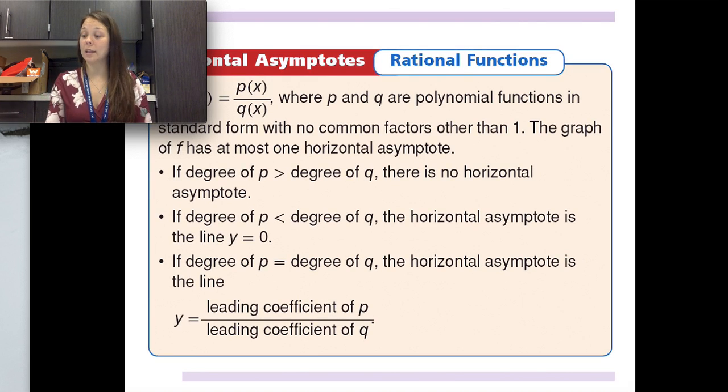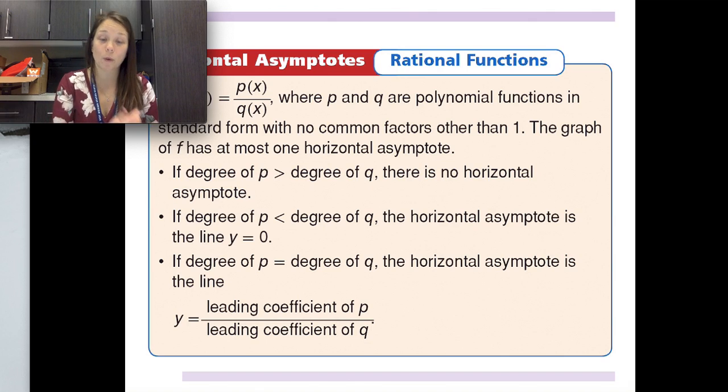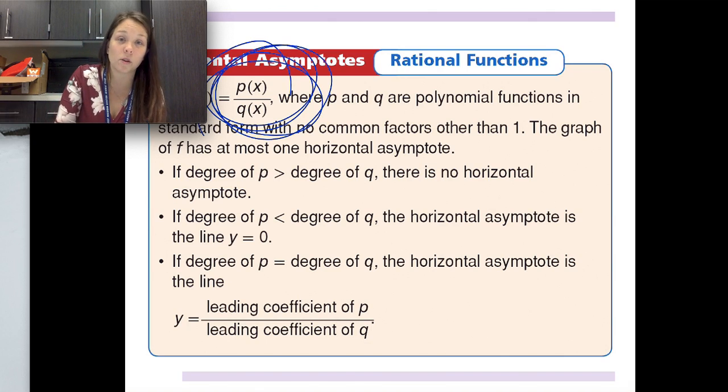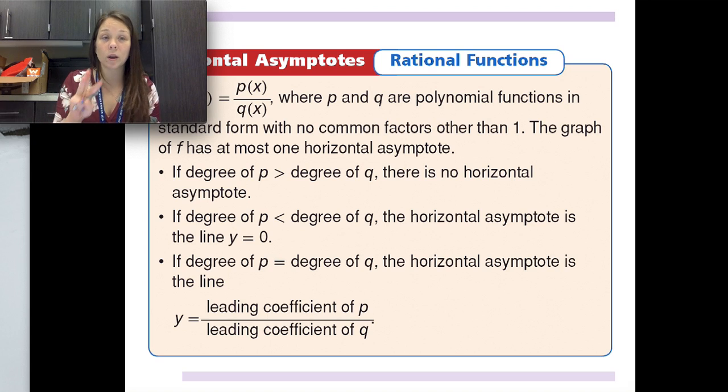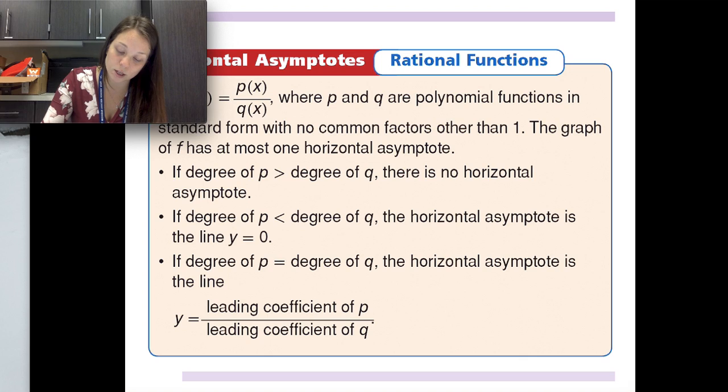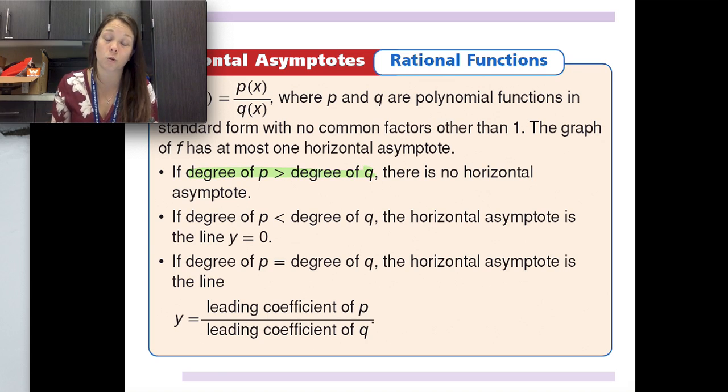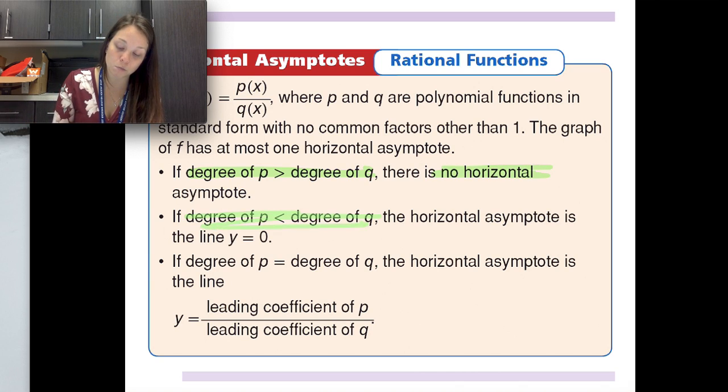Now let's take a look at finding horizontal asymptotes for rational functions that are in this form where we have one polynomial divided by another. And we have three options for these horizontal asymptotes. So the first, and it's all based upon degrees, which degrees are defined by the highest exponent within the polynomial. So if your degree of the numerator, because that's what p is, if the degree of your numerator is larger than your degree of the denominator, then there's no horizontal asymptote. If the numerator is smaller than the denominator, then the asymptote is at y equals 0. And if they are equal to one another, you would divide their leading coefficients.